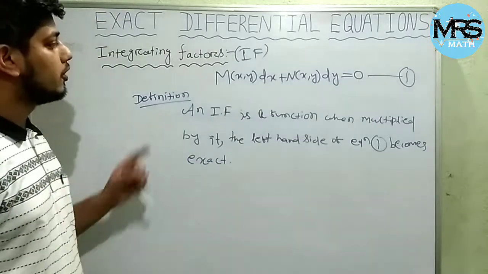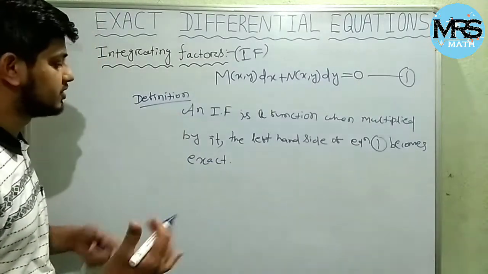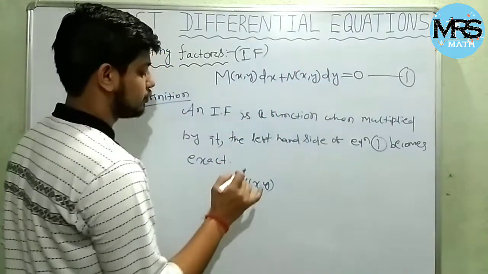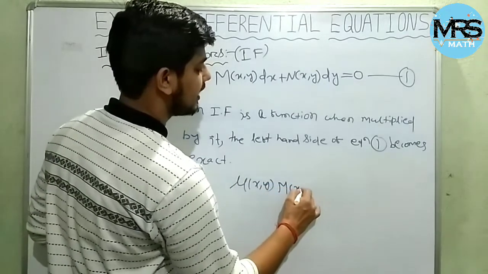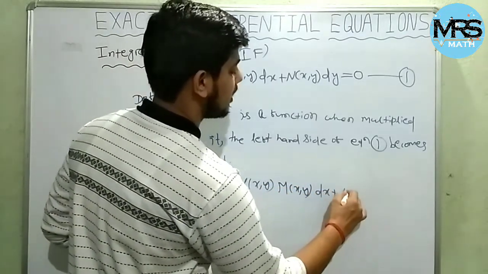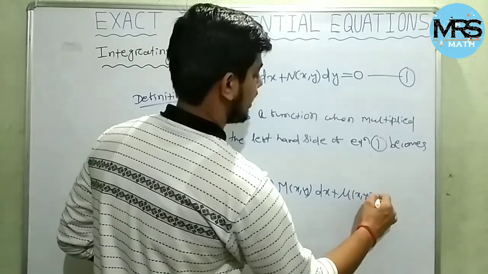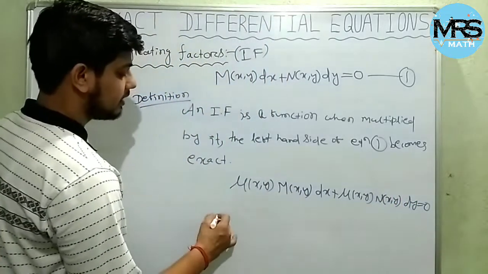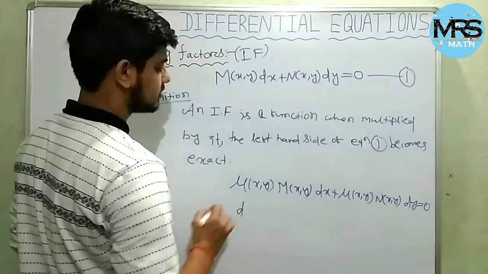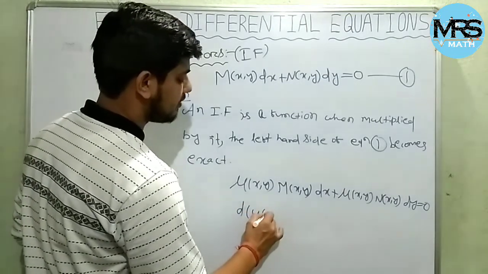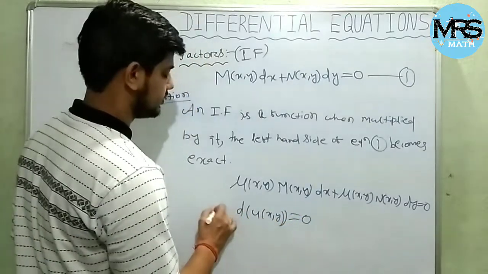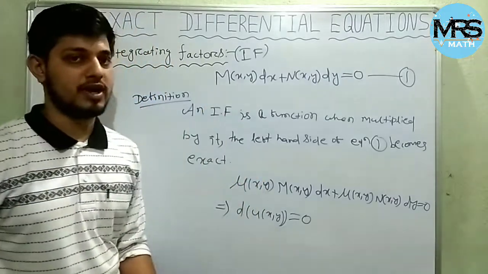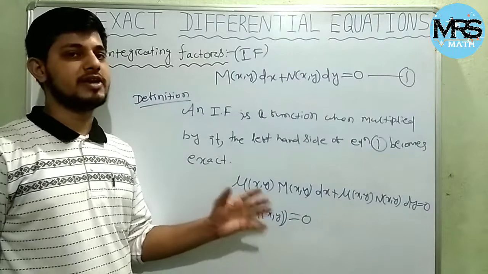Okay students, so if we multiply a function, suppose mu(x,y), to the left hand side of the equation, mu(x,y) M(x,y) dx + mu(x,y) N(x,y) dy = 0, then this left hand side we can write as some function d of u(x,y) = 0. So this mu(x,y) plays an important role here. Let us understand this by taking one example.